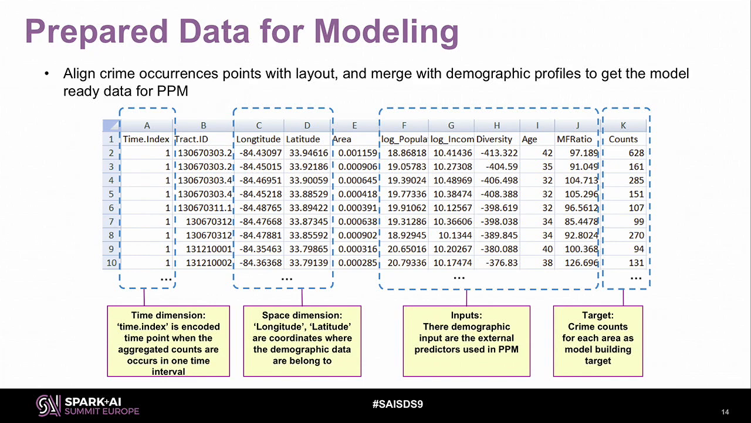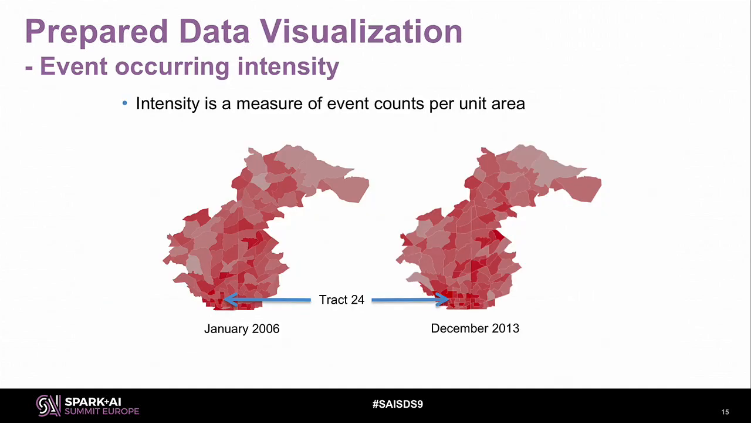Okay, so first we do the data preparation, so you can see something before you do the modeling. Try to understand what the data look like. Here I want to mention one concept, the intensity. It is a measure of the event counts per unit area, because we are not focusing on every crime event. We just focus on the trend of a region, and the regions are defined by the census tracts.